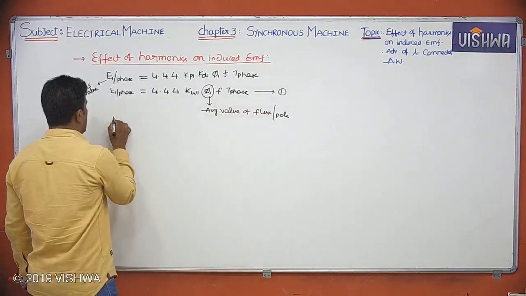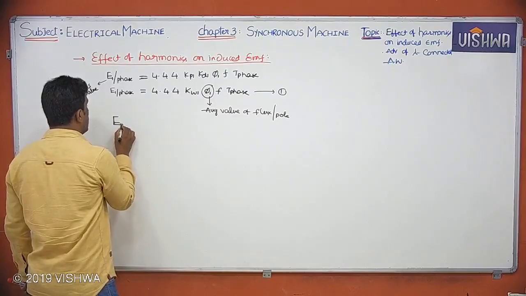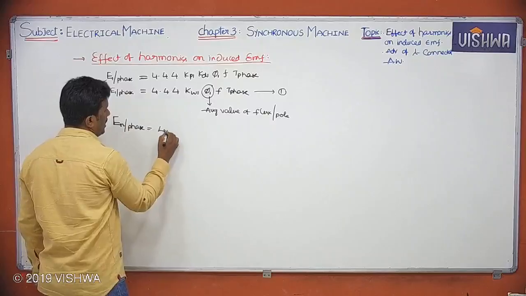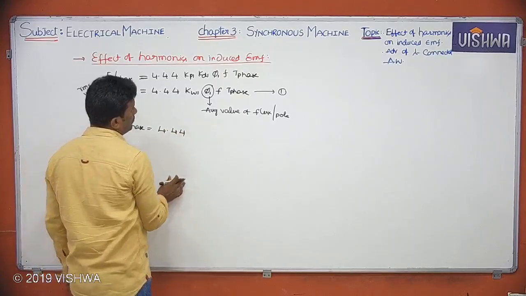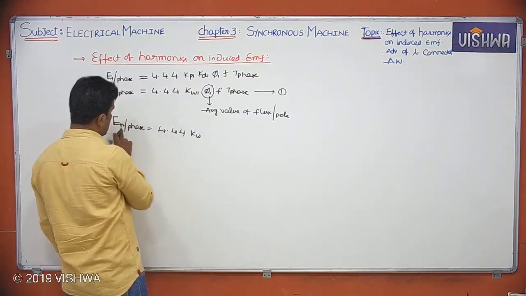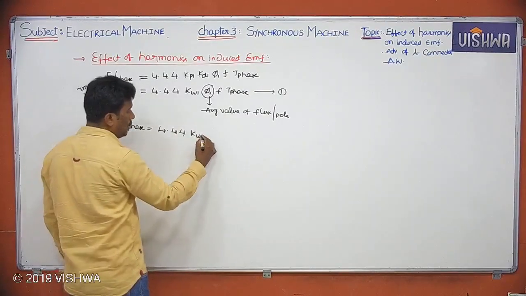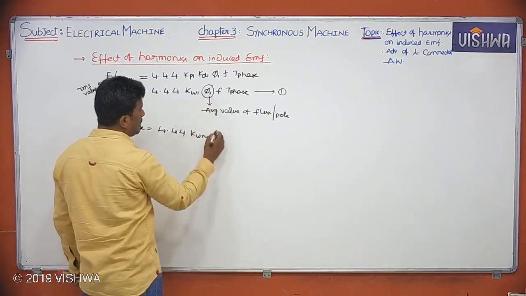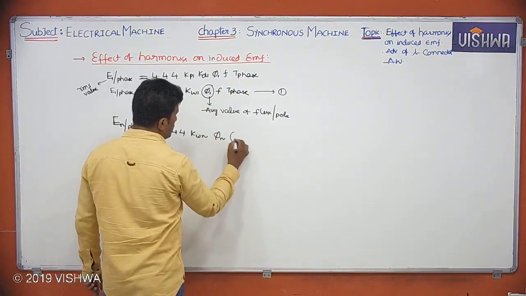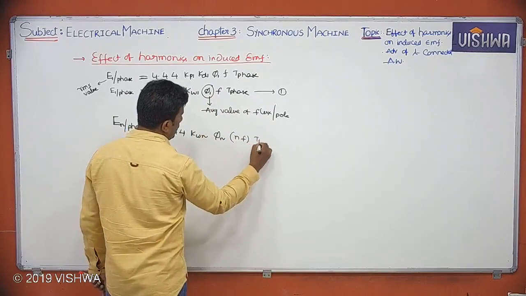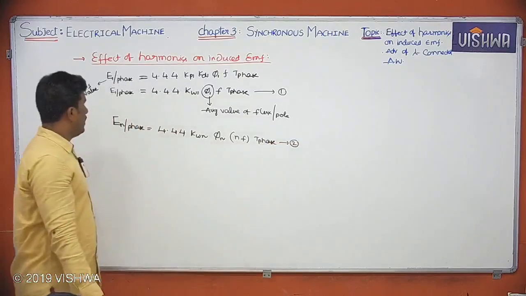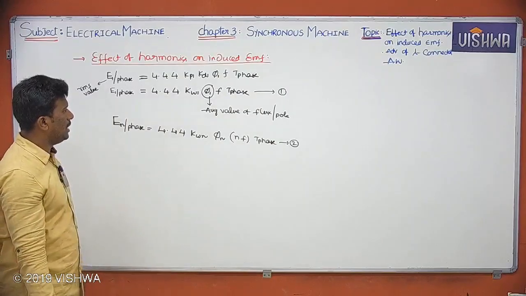Similarly, what about the nth harmonic RMS value of EMF per phase? The formula is 4.44 Kwn, where the flux is the nth harmonic flux, phi n, and the frequency becomes n times the frequency, n f, into T phase. This is equation number 2: 4.44 Kwn phi n n f T phase.